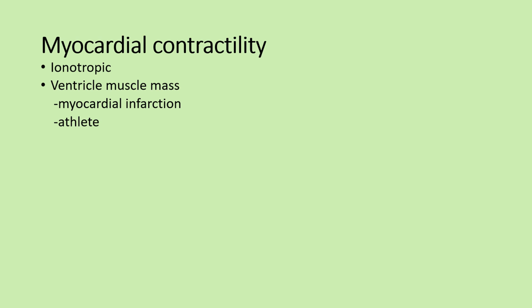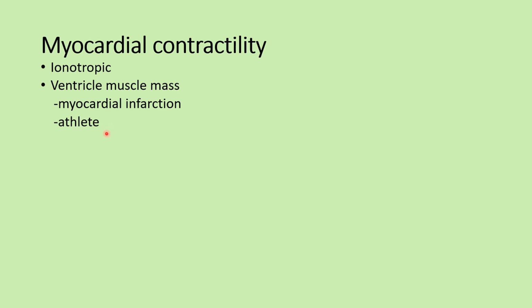Myocardial contractility. Factors that increase myocardial contractility are positive inotropic. Factors that decrease myocardial contractility are negative inotropic. Myocardial contractility mainly depends on the ventricular muscle mass. In myocardial infarction, the ventricular muscle mass is damaged, so myocardial contractility decreases.